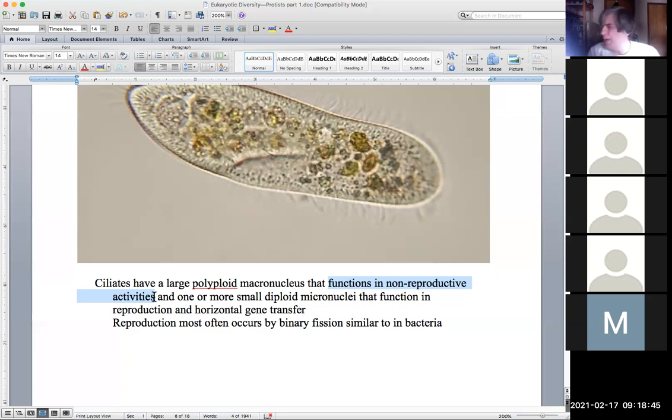If you have multiple copies, if you have 6 copies, you could maybe make 6 copies of messenger RNA from the same gene at the same time. So it's easier to make the large number of proteins.